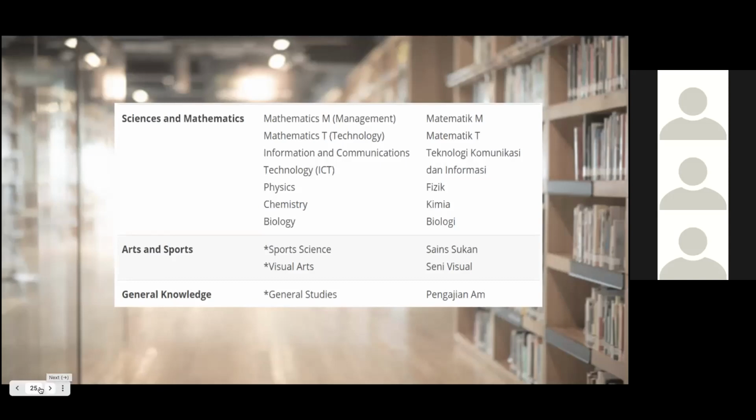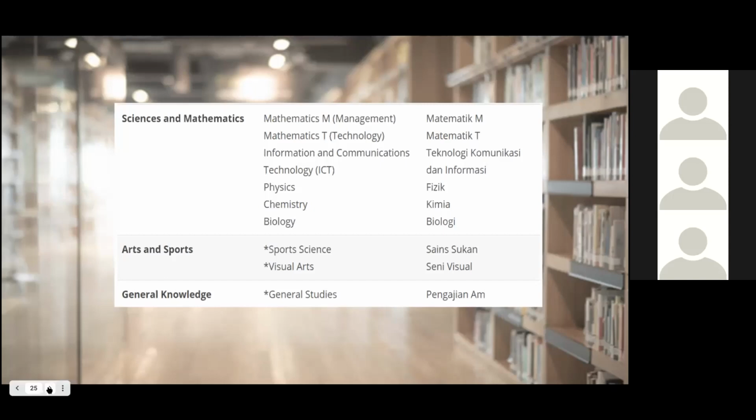Last but not least, general knowledge. For general knowledge, they only have one subject, which is a must-take subject for STPM students: general studies. For the combination of subjects, for the art stream, like me, I took history, geography, Malay language, and general studies. Basically, each school has its own different combination, and you can choose the subjects that you're interested in.